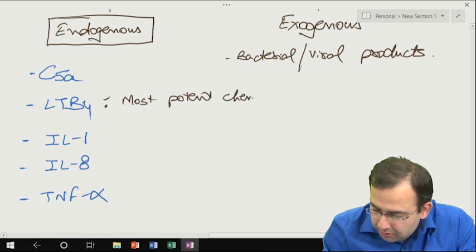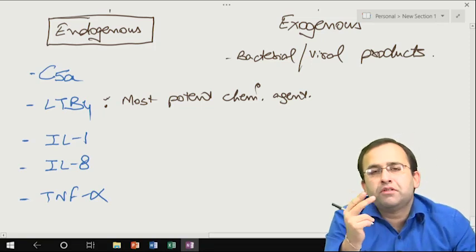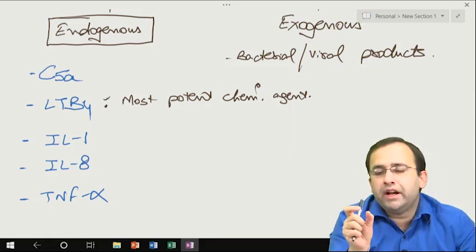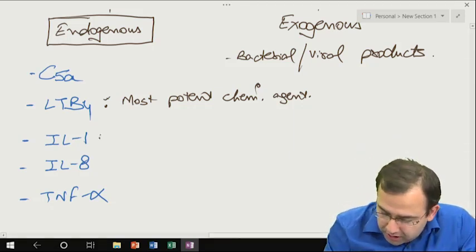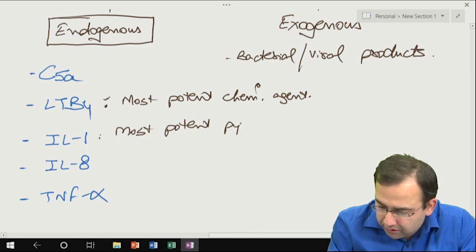Most potent chemotactic agent, leukotriene B4. Complement factor, which is the most potent chemotactic agent, C5a. Next point, interleukin 1. What is the main role of interleukin 1? It is the most potent pyrogen, that is, it causes fever.